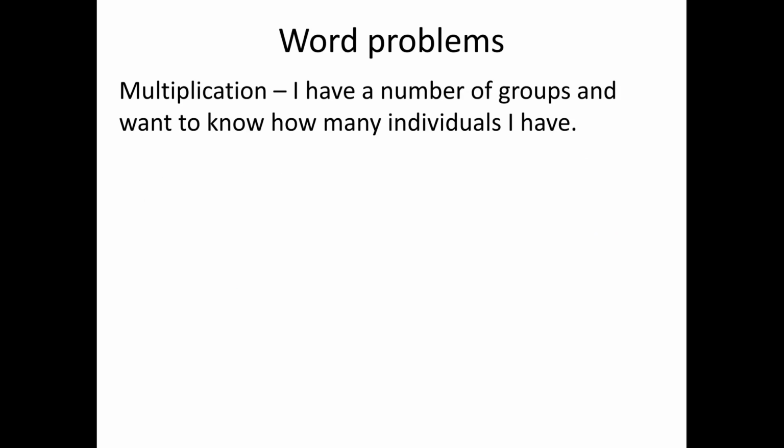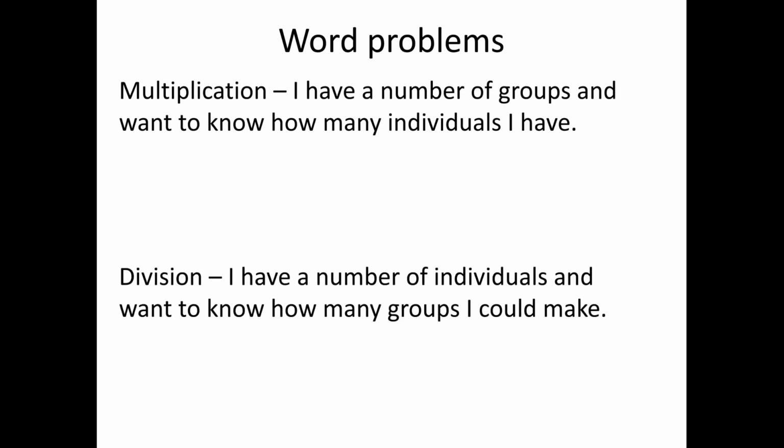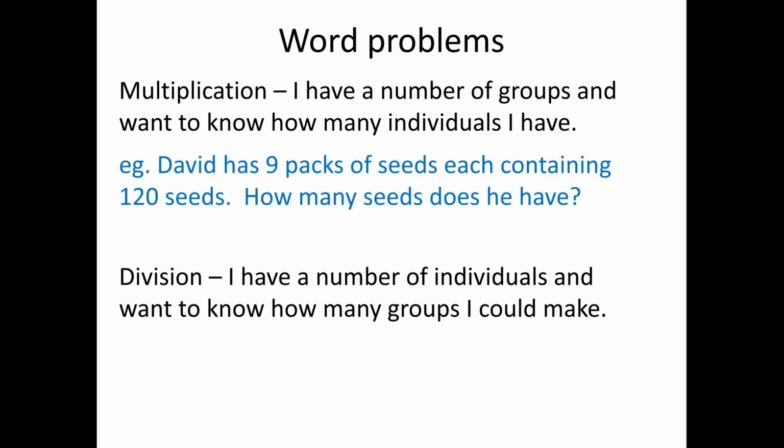Word problems. In multiplication, I have a number of groups and I want to know how many individuals I have. Well, in division, I have a number of individuals and I want to know how many groups I could make. So for example, David has 9 packs of seeds, each containing 120 seeds. How many seeds does he have? Well, 9 packs is like 9 groups, and each group has 120 seeds. So I've got 9 times 120.